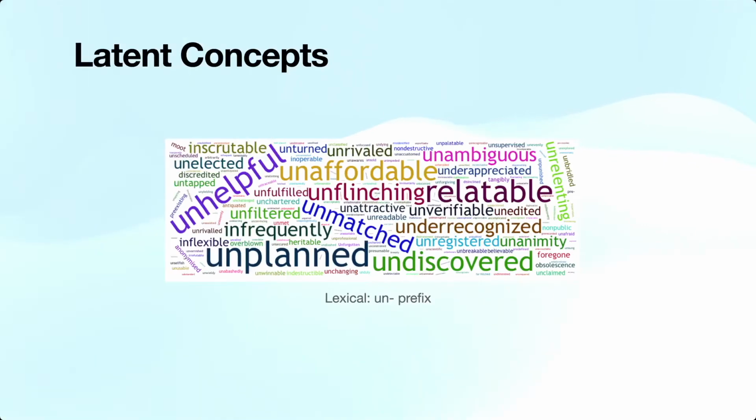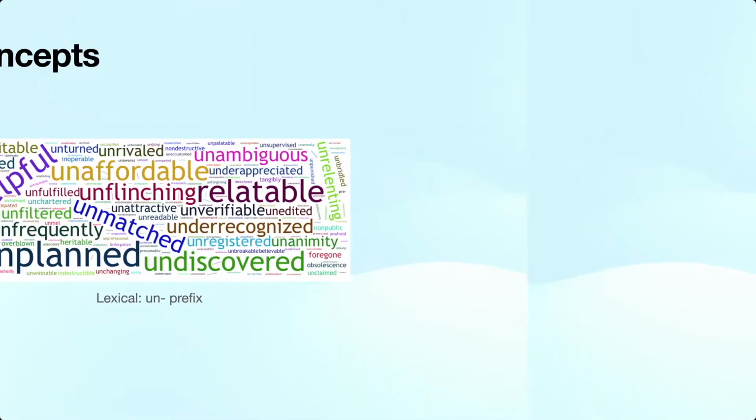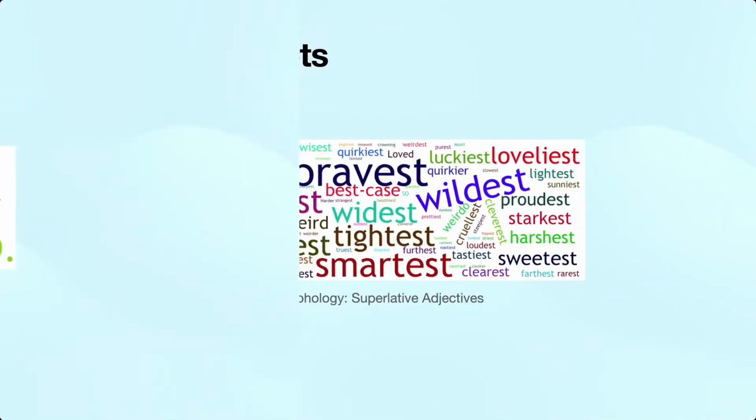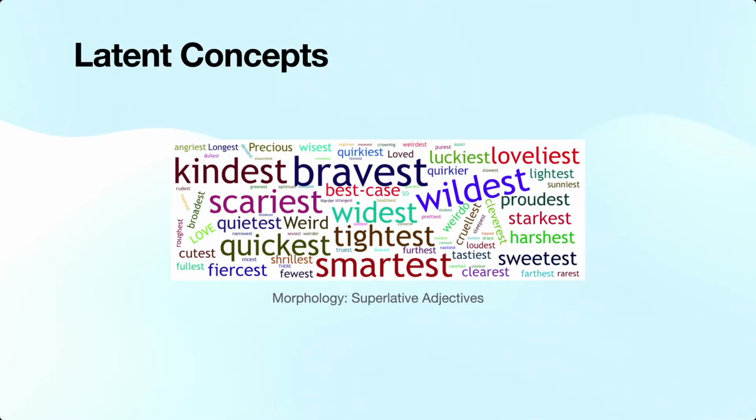Let's take a quick tangent and understand what we mean by latent concepts exactly over here. A concept is just a set of words that together hold some meaning. For example, here is a set of words that all begin with the prefix un. Or we can also have a concept representing words that are abbreviations. Another example of a concept that is not necessarily lexical is a group of superlative adjectives. Here, this concept highlights a morphological similarity.